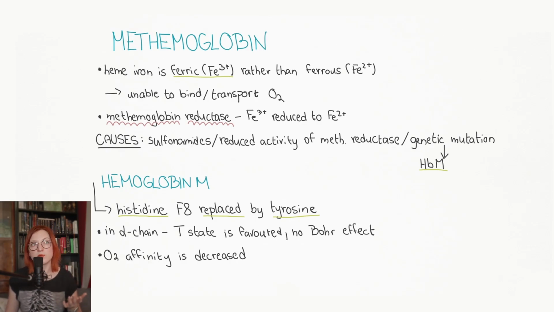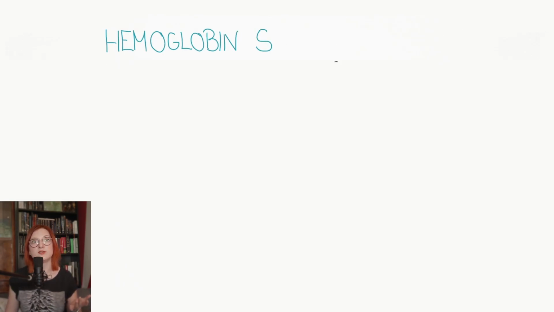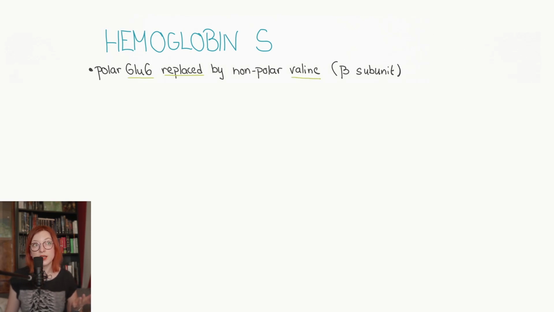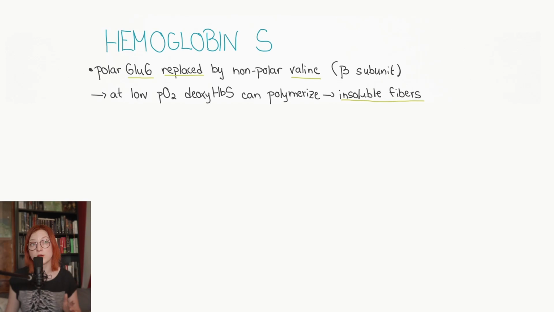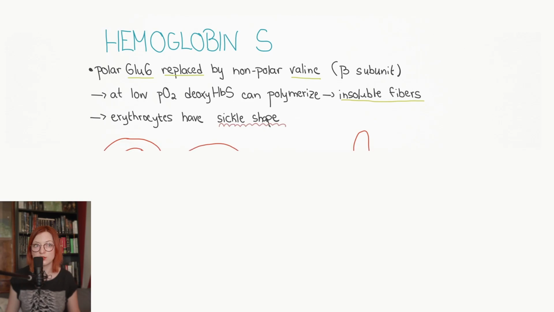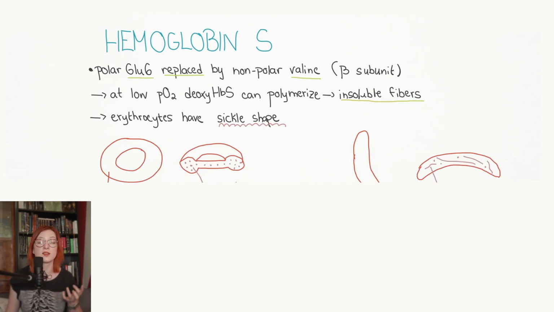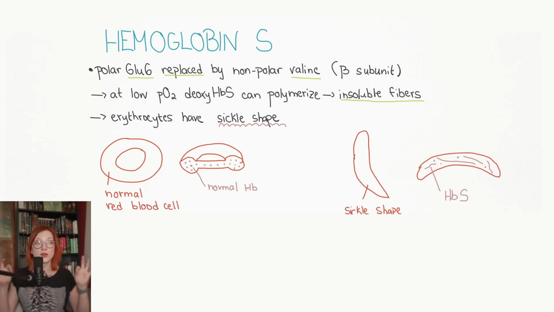Another type of mutated hemoglobin is hemoglobin S, where the nonpolar amino acid valine has replaced the polar surface residue of glutamic acid in the 6th position of beta subunit, generating a hydrophobic sticky patch on the surface of the beta subunit of both oxyhemoglobin and deoxyhemoglobin. In tissues where the partial pressure of oxygen is lowered, deoxyhemoglobin can polymerize to form long insoluble fibers, as you can see in the picture. Because of these fibers, erythrocytes have characteristic sickle shape.